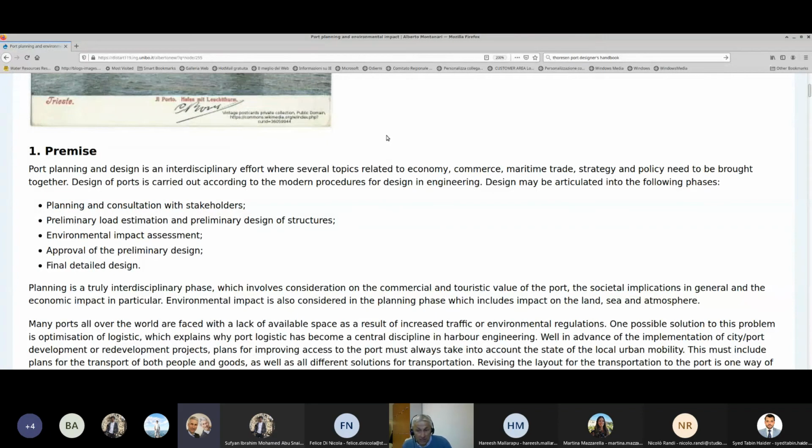So as I said, it's an interdisciplinary effort which requires, see the list of the bullet points here, planning and consultation with stakeholders, preliminary load estimation and preliminary design of structures, environmental impact assessment. This is a key operation for which sometimes we struggle to find technical guidelines, approval of the preliminary design, and then the final detailed design. These are the main steps.